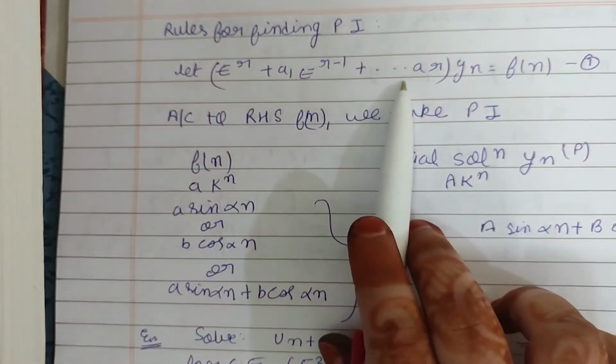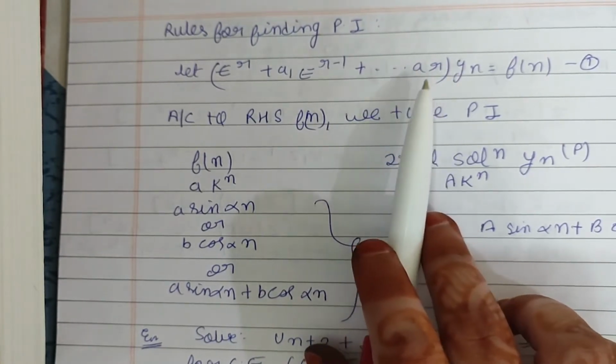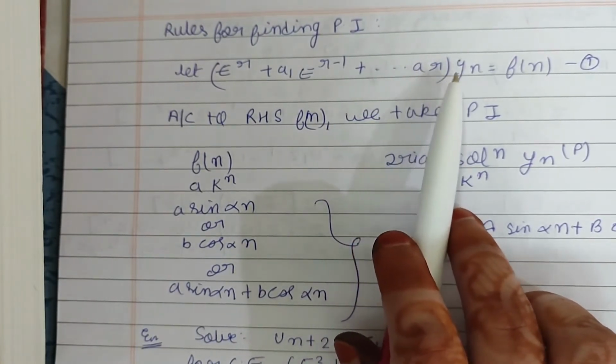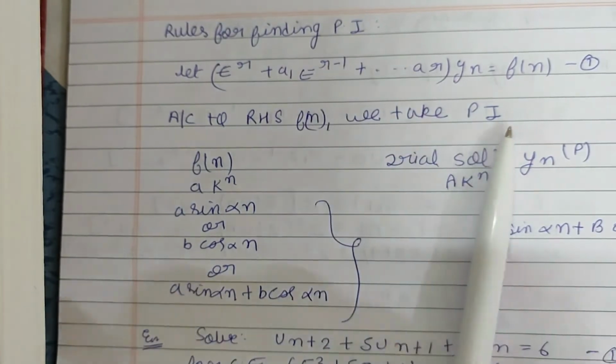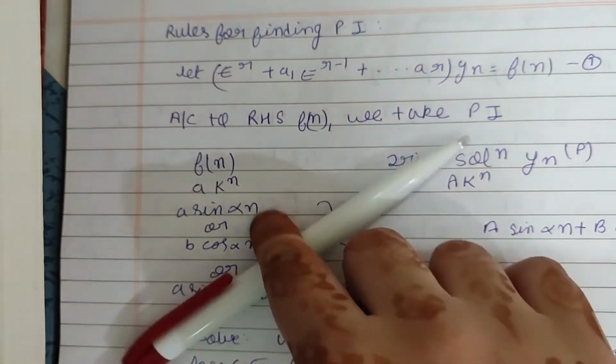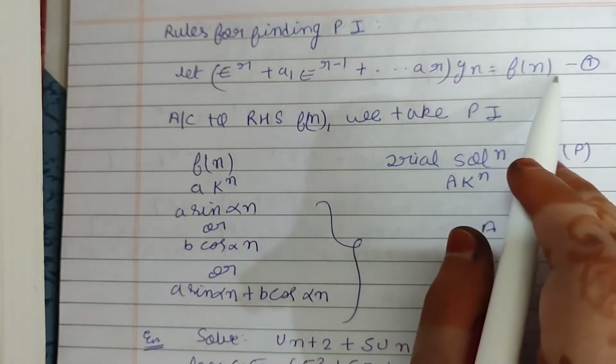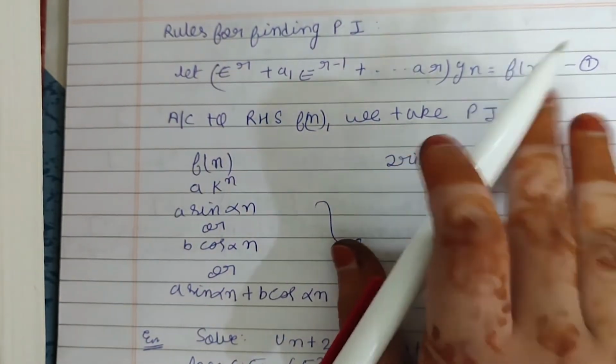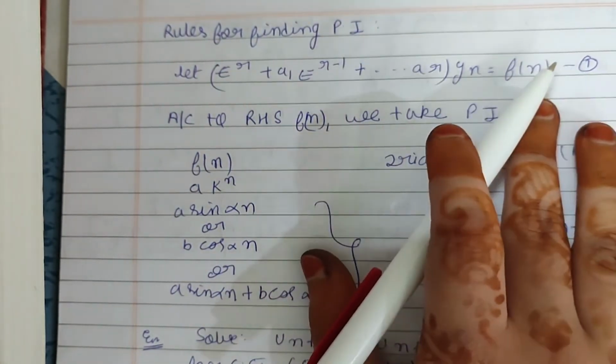Now we have discussed the rules for finding CF. Now let us discuss how to find PI. So let us consider this as our difference equation. And now according to the RHS, we just focus on the RHS for finding PI, like in what form it is.